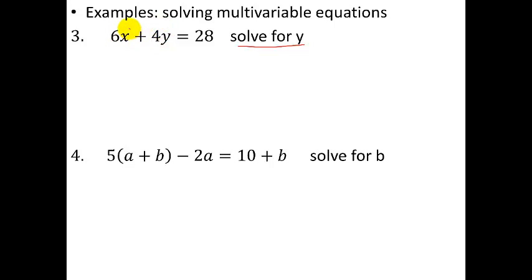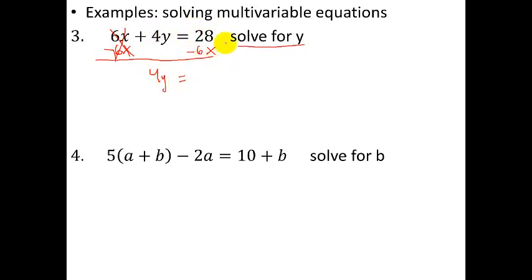So the first thing to do is to get rid of this plus 6x here. How do we get rid of a plus 6x? We minus 6x, because 6x minus 6x cancels out. If I subtract 6x here, I also need to subtract 6x here. So those cancel. On this side, I just have a 4y equals.